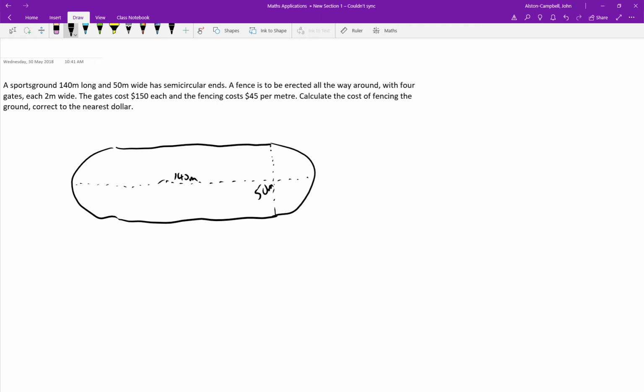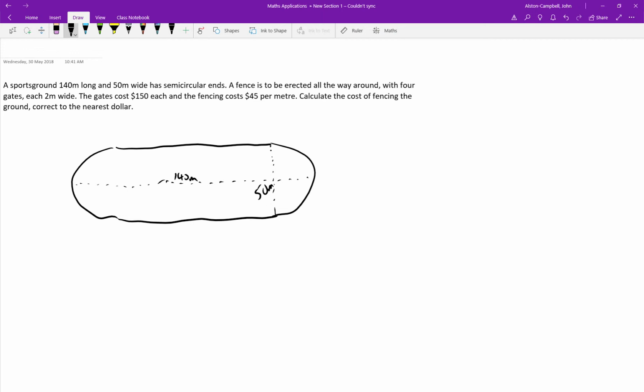Now, a fence is to be erected all the way around with 4 gates, each 2 metres wide. The gates cost $150 each and the fencing costs $45 per metre. Calculate the cost of fencing the ground correct to the nearest dollar. So there's a couple of things there.